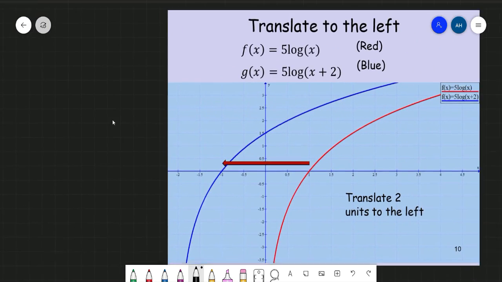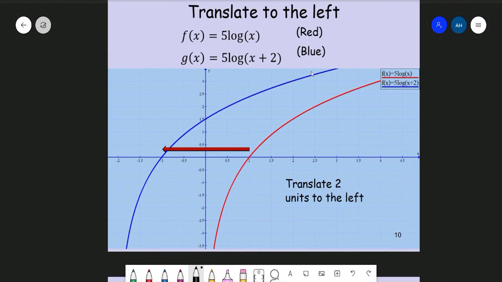Now let's see a different type of function. This time we have a log function. The red curve here is the graph of 5 log x. Now if we add 2 in the bracket, we still have 5 outside. The only difference is for f we already add 2 and we call it a new function g. So now g is equal to 5 log (x + 2). See, in the bracket we add 2, right?